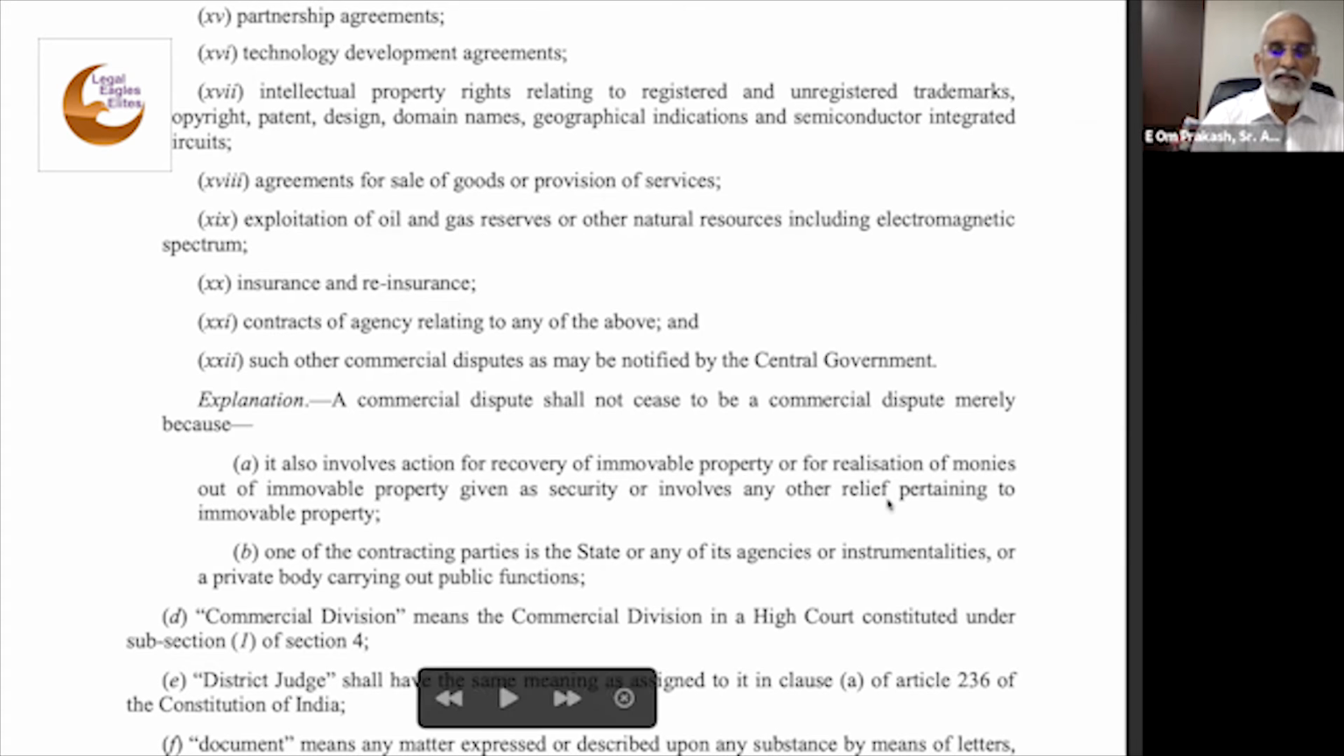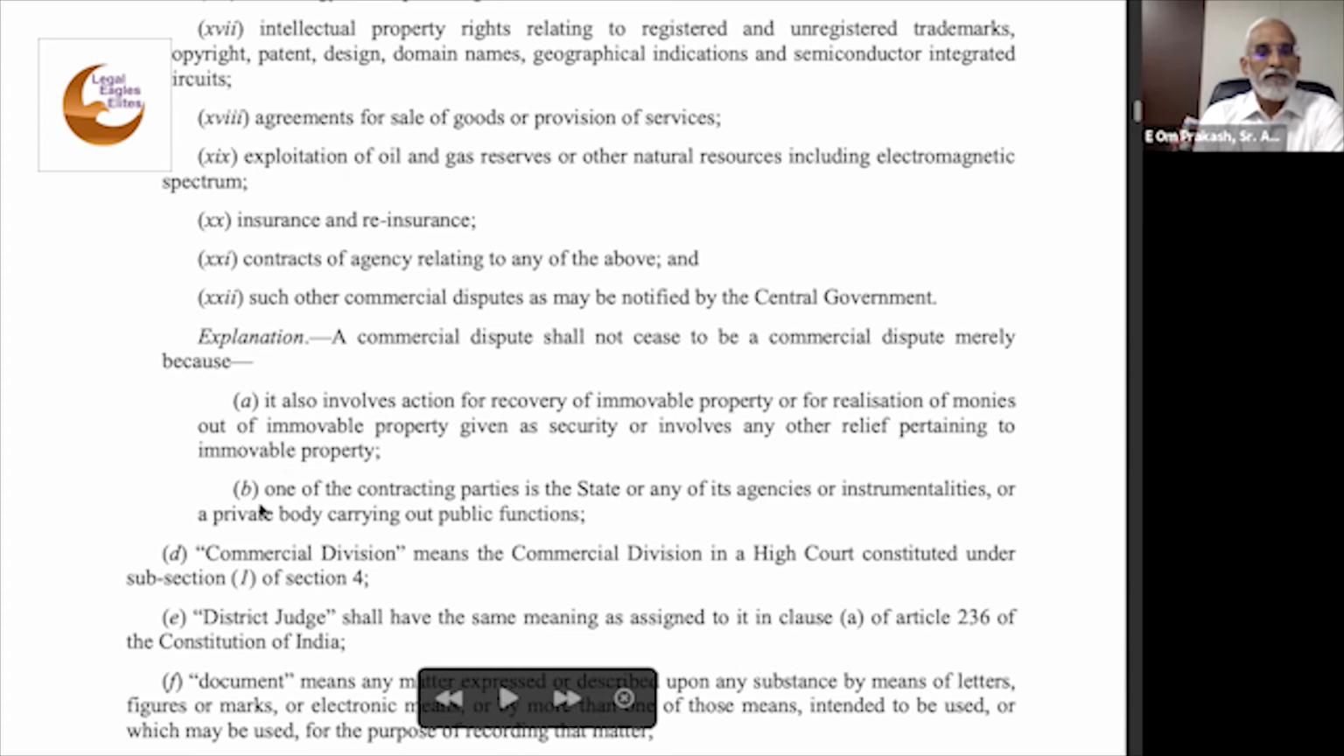And likewise, if there is realization of monies. For example, if there is an agreement for sale and some breach has happened and therefore you want to go for a suit to recover the advance amount, whatever you have paid under the agreement. So it relates to a recovery of monies out of immovable property given as security and so on. So even if this is the case, it doesn't cease to be a commercial dispute if it satisfies any of the above things which you have said.